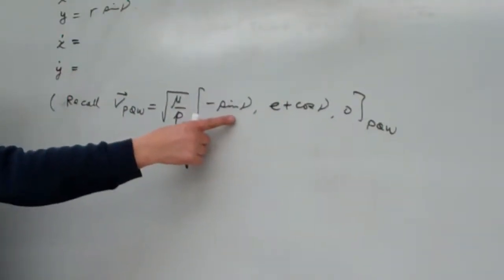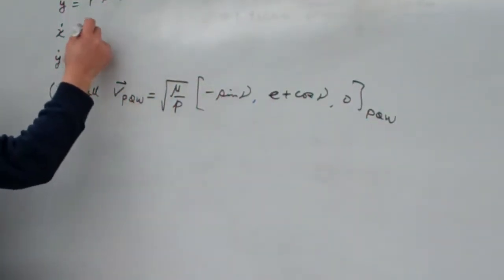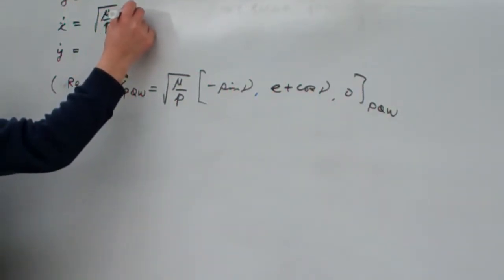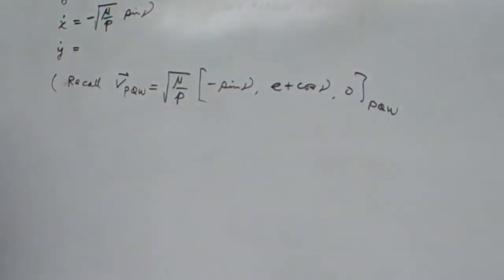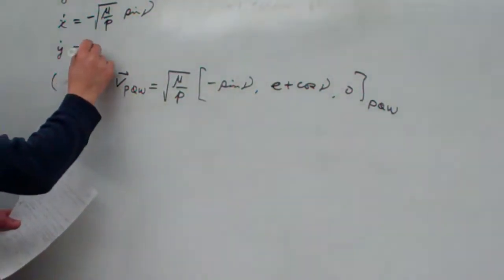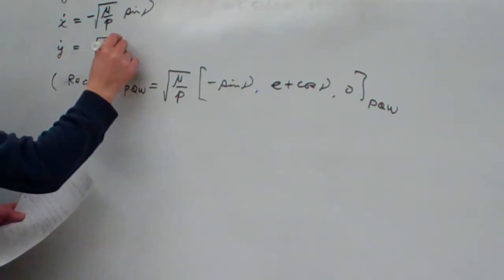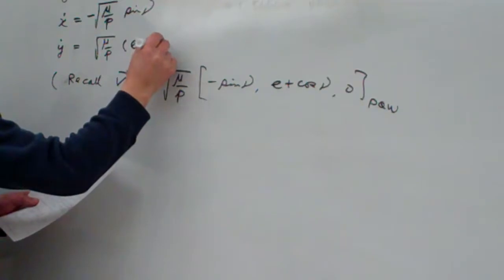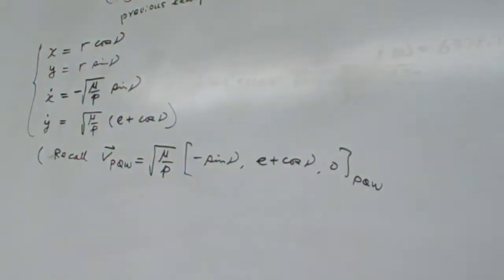So now with this one, you can see the x component in velocity is this: square root of mu over p times minus sine nu. And the y component is square root of mu over p times e plus cosine nu. Good. So with those things, we plug into those expressions, then we have a good result.